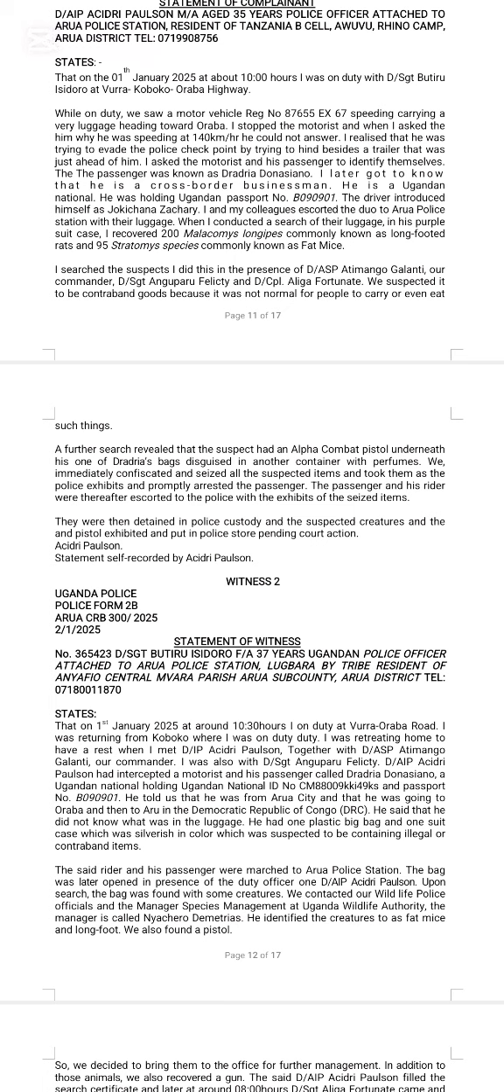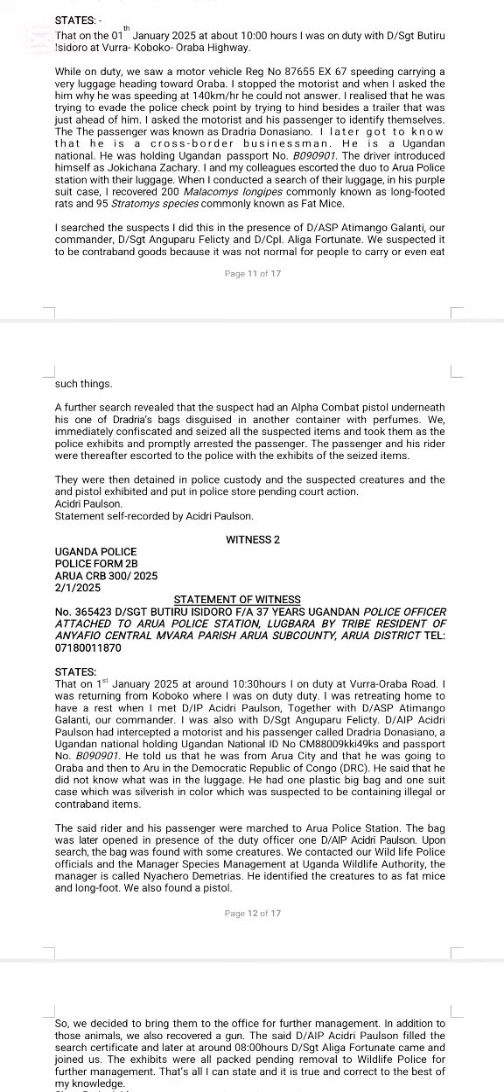I asked the motorist and his passenger to identify themselves. The passenger was known as Bradria. I later got to know that he is a cross-border businessman, a Ugandan national. He was holding a Ugandan passport number. The driver introduced himself as Joki Chan. I and my colleagues escorted the duo to Arua police station with their luggage.